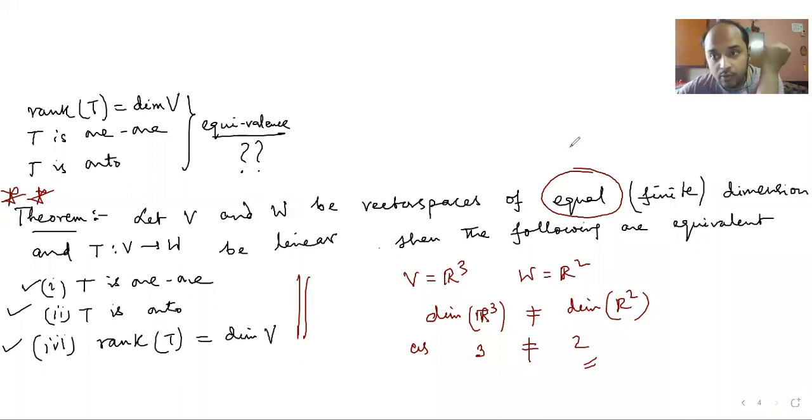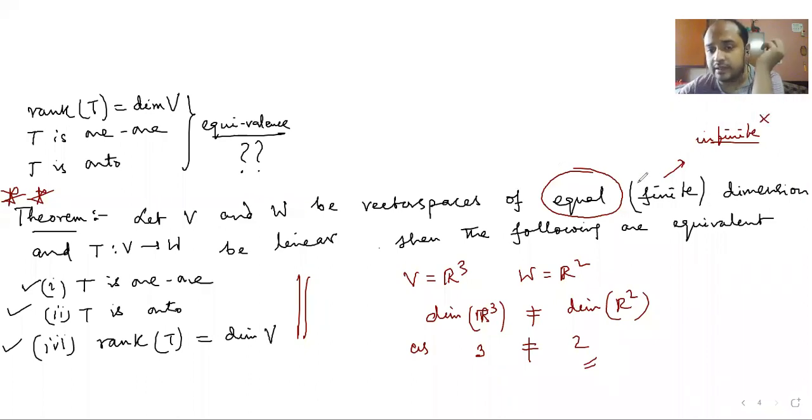Once you read a particular theorem, you have to be very careful. You have to mark the important points. The first important point in this theorem is that the two vector spaces should have equal dimension. The second important point is finite. If we consider infinite dimension, maybe this result will not hold. This result is probably not holding for infinite dimension.